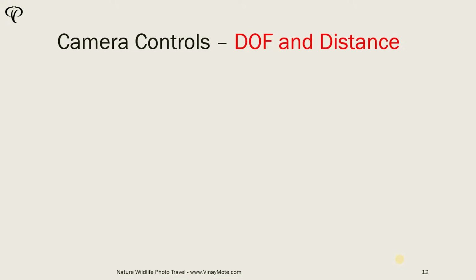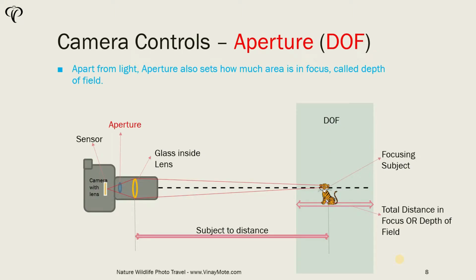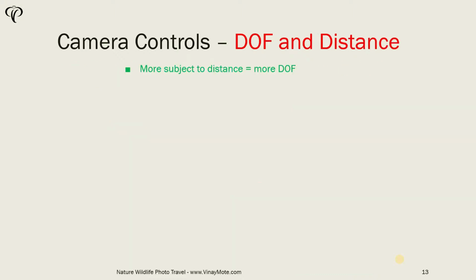Alright, as we are talking about depth of field, let's discuss what other parameters affect depth of field. As you saw in this image, subject distance is another parameter which affects depth of field. If you change the subject distance, depth of field changes as well. Let's take an example and see how changing subject distance affects depth of field. If you have more subject distance, it results in more depth of field.